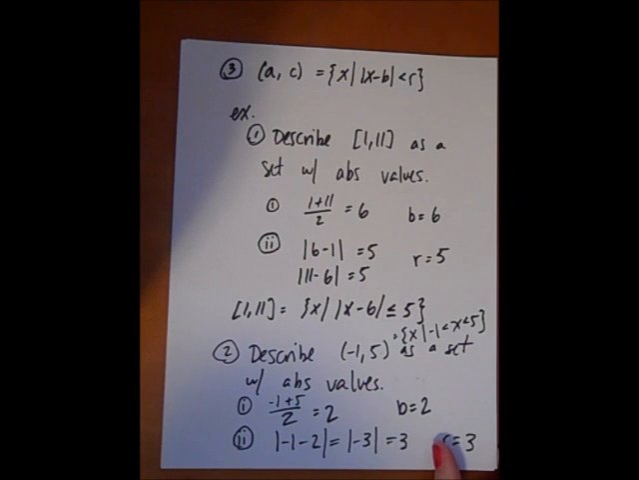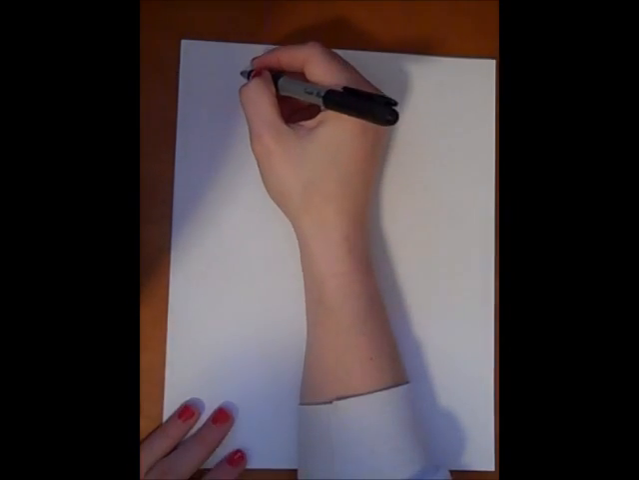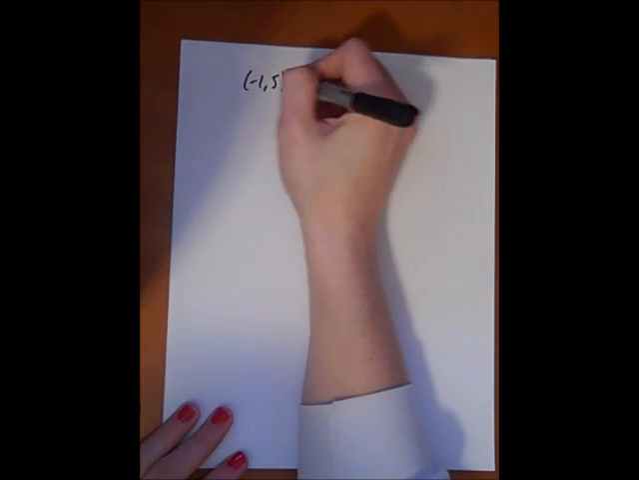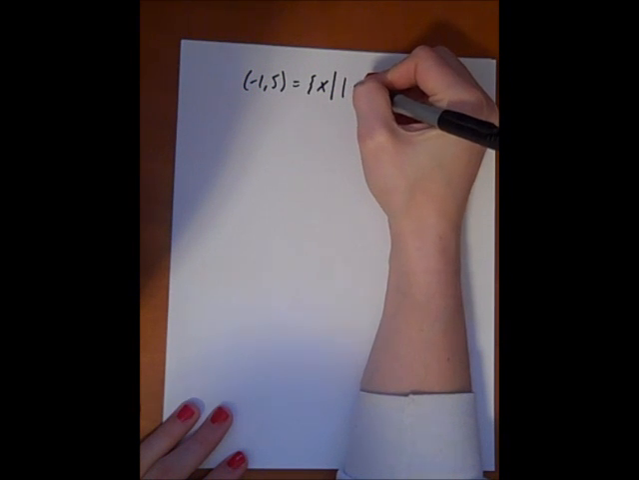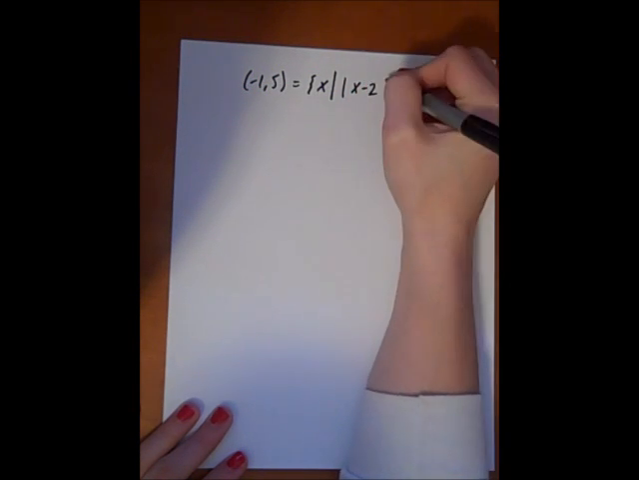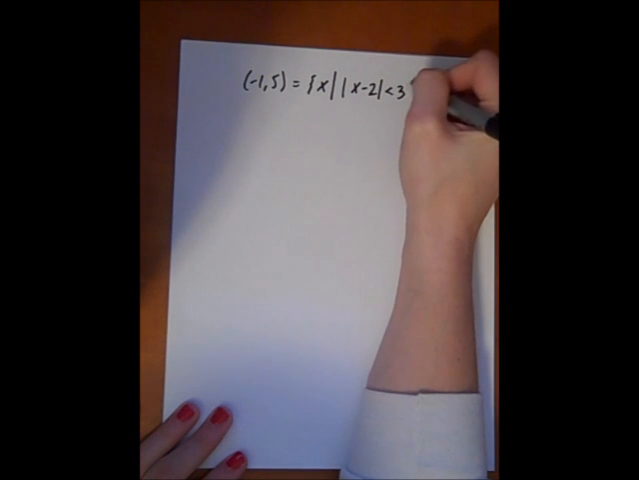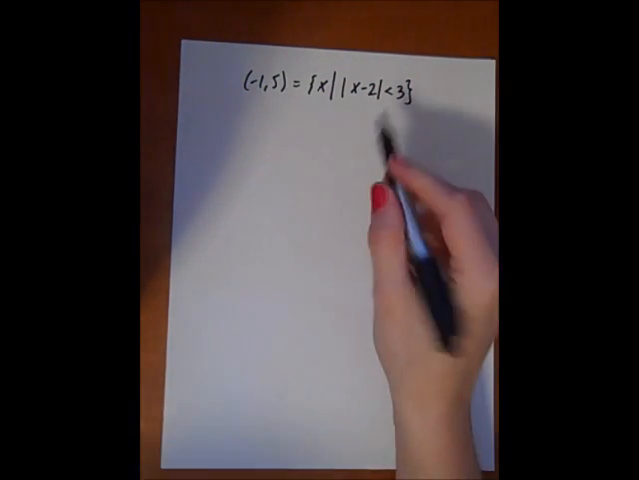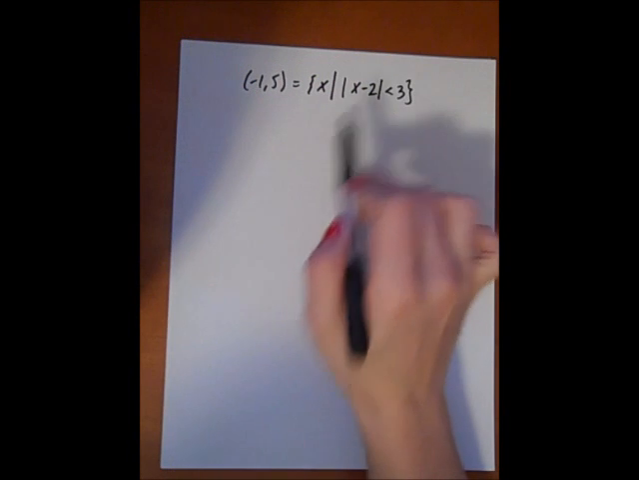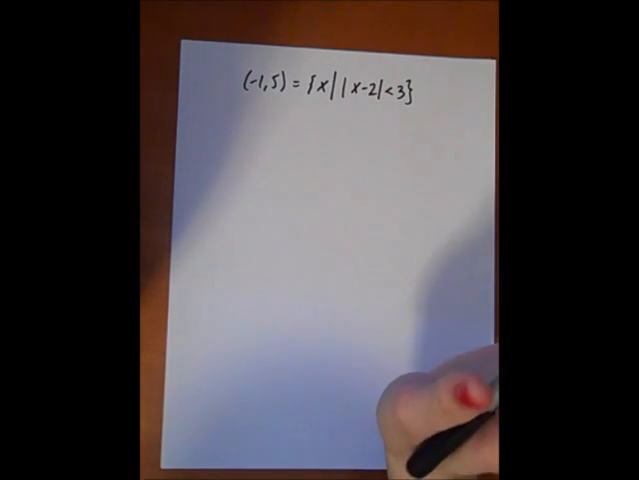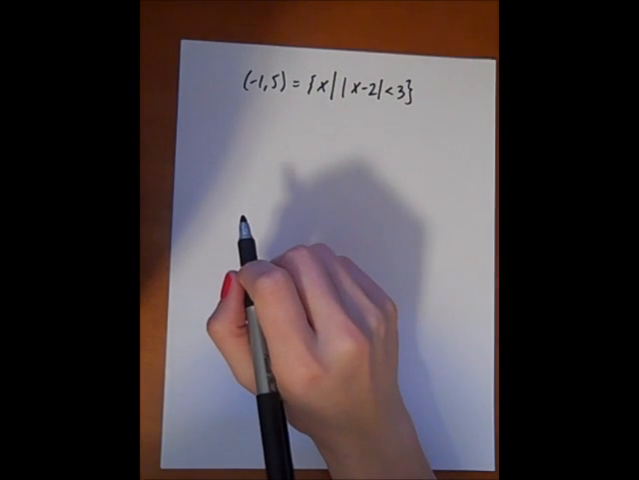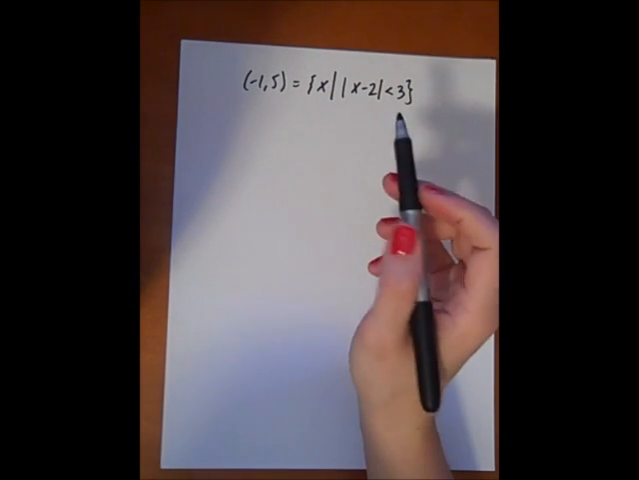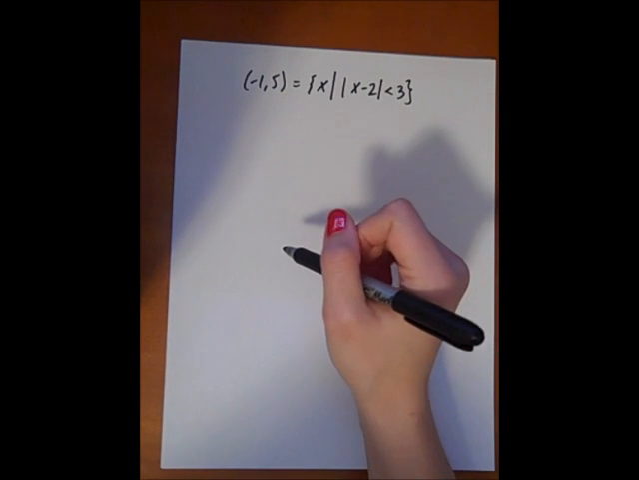So now I have my center, have the radius. Now I just rewrite. So the answer here is -1 to 5. It's going to be the set of all x such that the absolute value of x minus the center here, which is 2, is less than or equal to r, which is 3. Sorry, less than. Again, we use the less than because these were parentheses. If they would have been brackets, we would say less than or equal to. Okay. So that's how we go from an interval to a set containing absolute values.